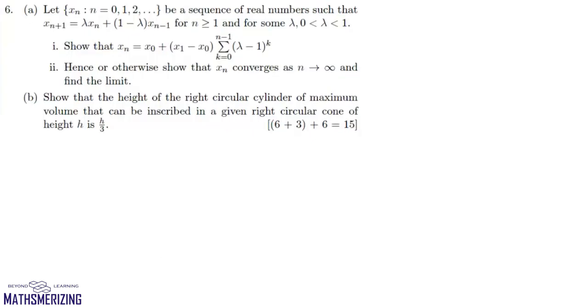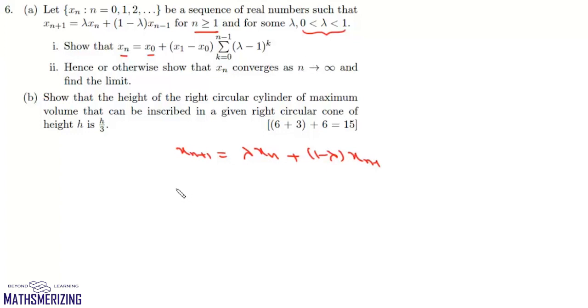Now question number 6 is, let x_n for n equals 0, 1, 2 be a sequence of real numbers such that x_(n+1) equals lambda x_n plus (1 minus lambda) x_(n-1) for all n greater than or equal to 1 and for some lambda which lies between 0 and 1. Now this first part says show that x_n equals x_0 plus (x_1 minus x_0) into the summation k varies from 0 to n minus 1 of (lambda minus 1) to the power k.